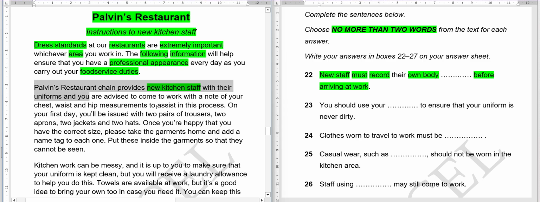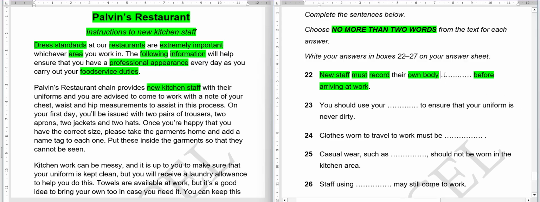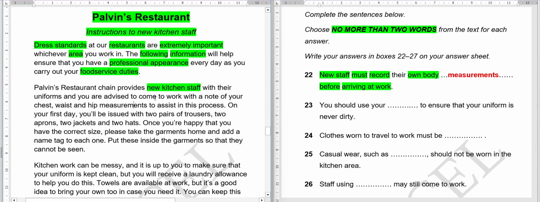So our answer is in this particular sentence. And again, you know the drill. You have about 10 seconds to tell me the answer, and your time starts now. Okay, time's up, and I'm going to write the answer here. And the answer is measurements. I hope you were able to arrive at the correct answer.